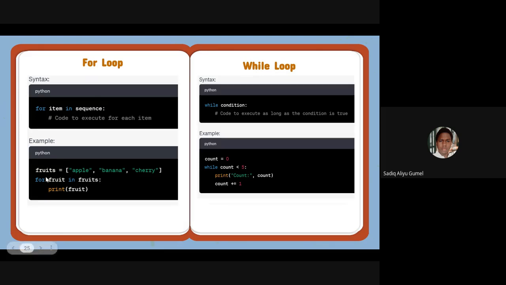So let's have an example. We declare a list containing fruits. We can see we have apple, banana, and cherry. Then here we declare a for loop, where fruit is an item in fruits. This is our list here. Then print fruit. This will print apple, banana, and cherry sequentially.